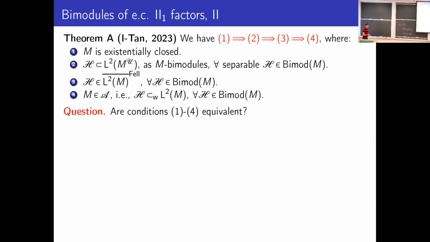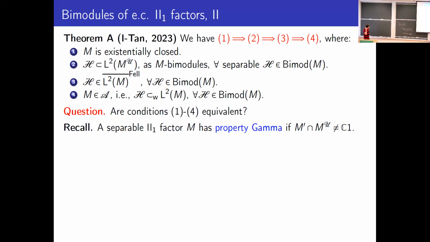All right, so the first question, since I have these implications, is whether conditions 1 through 4 are actually equivalent. Especially condition 2 looks very much like existential closeness. It says something about any M bimodule being contained in something having to do with the ultrapower of M, which feels very close to existential closeness.